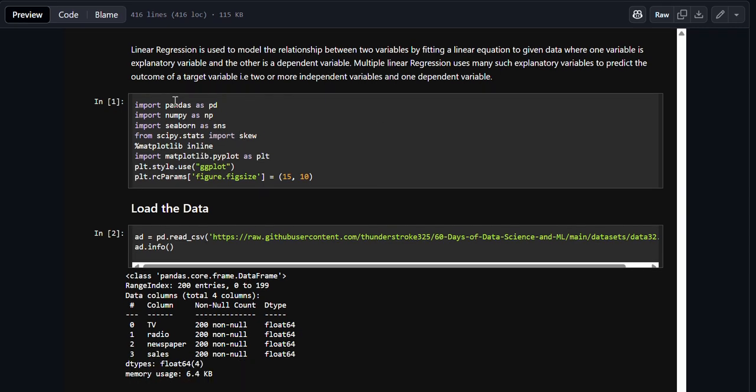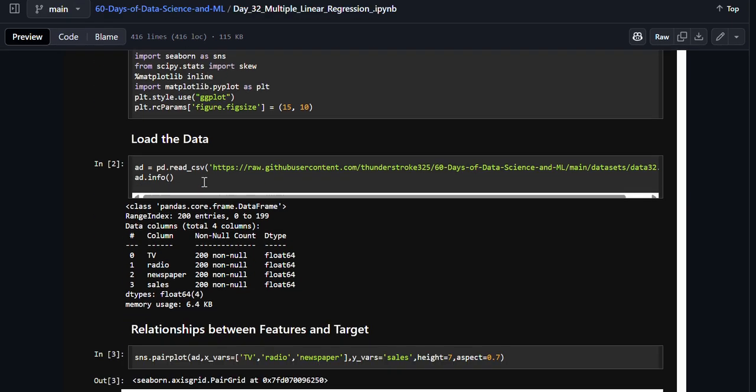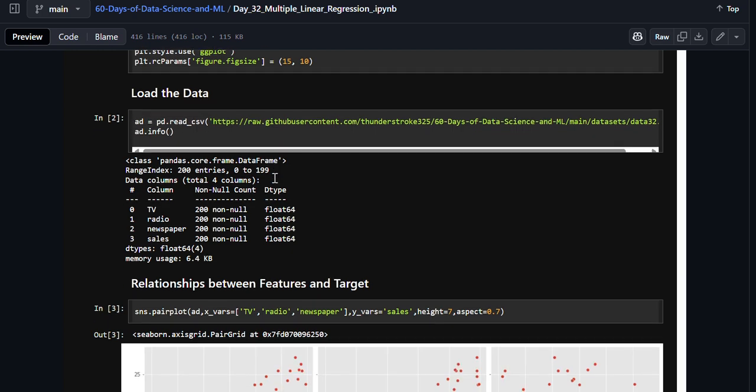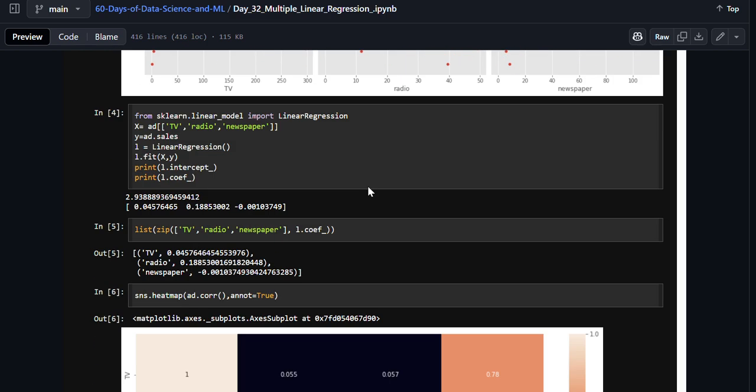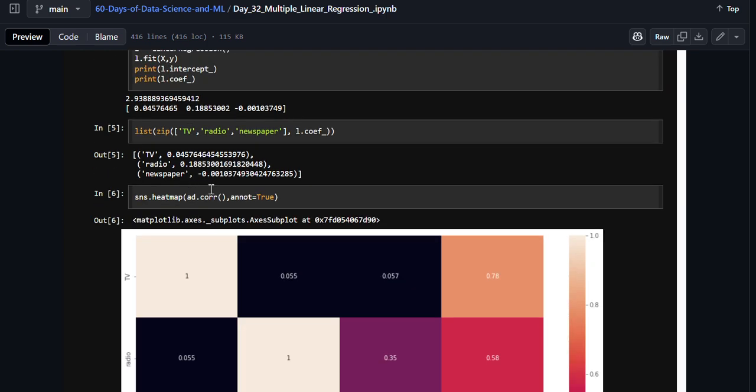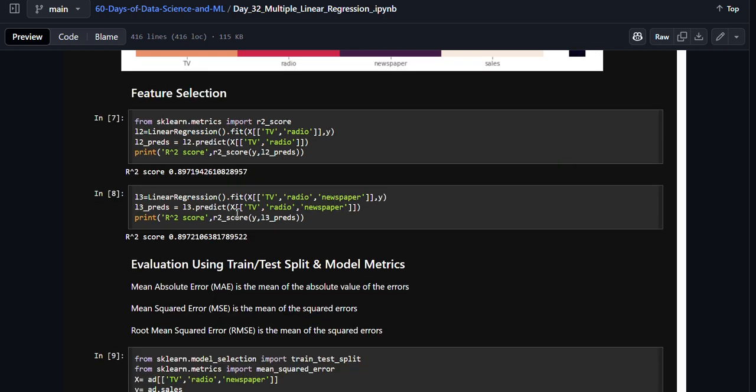and one dependent variable. So you have pandas, numpy, seaborn, scipy with the skew value, percent matplotlib inline, and then you have this rcParams plot. Load the data. This is data32 CSV, which is TV, radio, newspaper, and sales. Find relationships between the features and the target with the pair plot, and then have a linear model, import LinearRegression and fit those values, and then find the intercept and the coefficient.